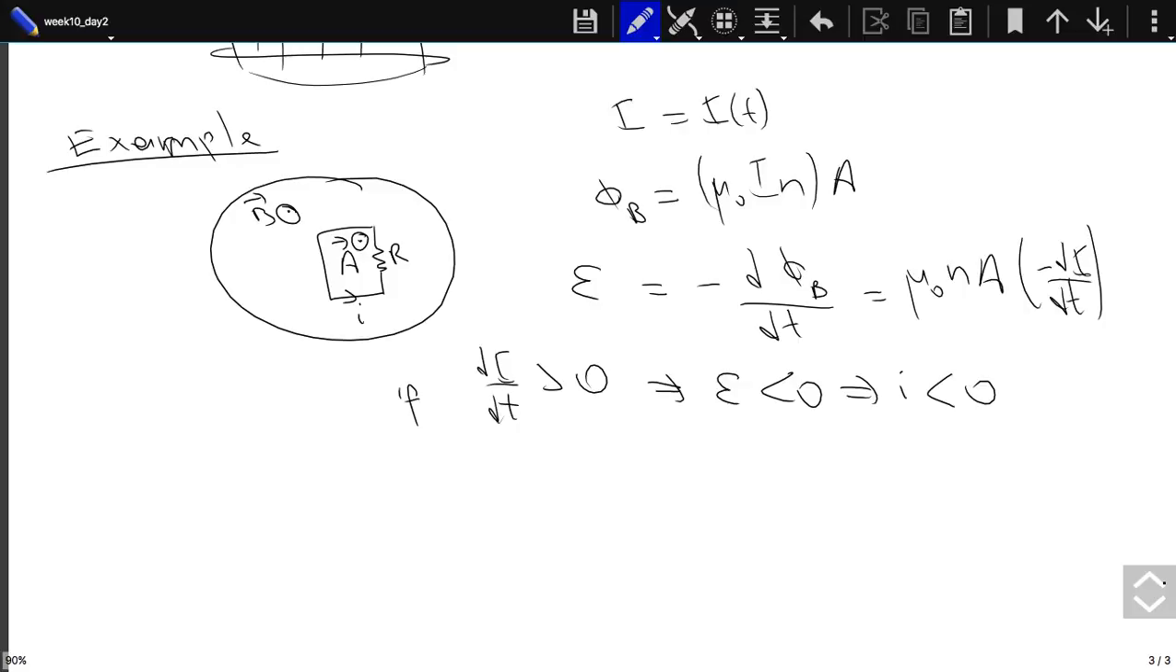Yes? Since we don't move anything in this, how is the magnetic flux changing? We are increasing the current. There is nothing that would prevent me, right? I can increase the current.